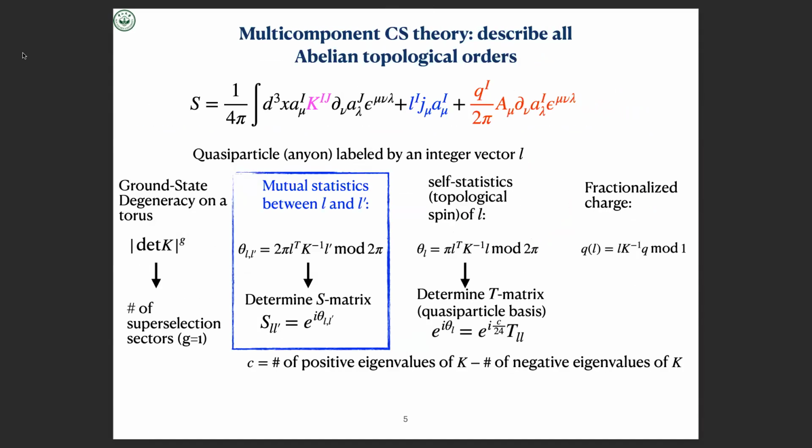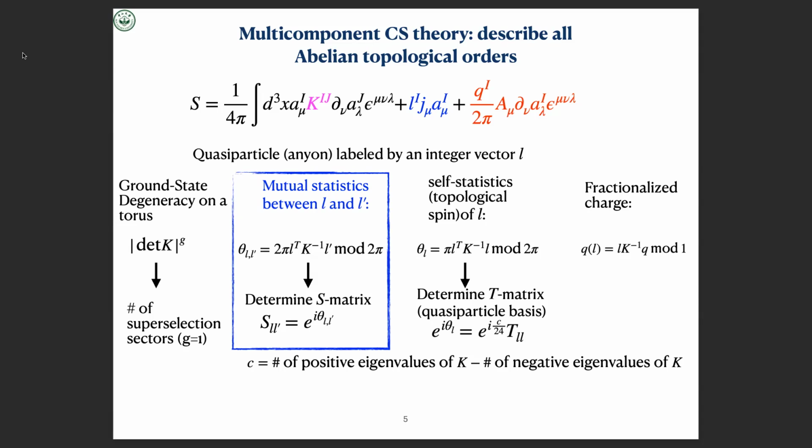In addition to this single component Chern-Simons theory, we can also have so-called multi-component Chern-Simons theory. We believe that this multi-component abelian Chern-Simons theory can describe all abelian topological order in 2+1D. This is the formula of this multi-component Chern-Simons theory. Also, in the literature, we alternatively call it K-matrix Chern-Simons theory, because this coefficient, the single number 3, is now changed to this symmetric integer K matrix K_ij.